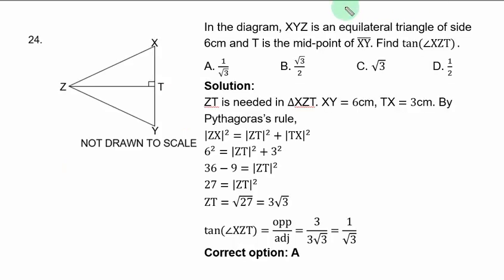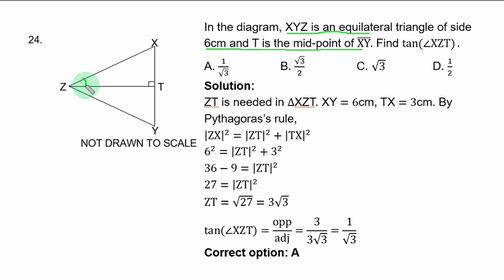Question 24. In the diagram, SYZ is an equilateral triangle of side 6 cm, and T is the midpoint of SY. Find tan of angle SZT, that is tangent of this angle. In this triangle, all the sides are equal. Now we are to look at triangle SZT.